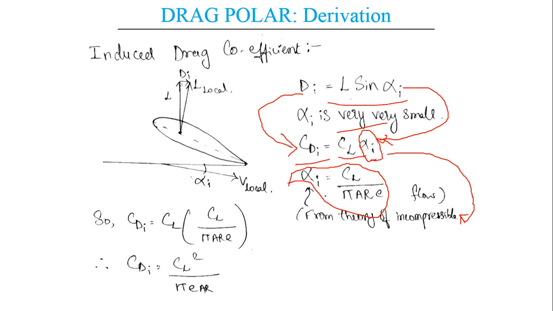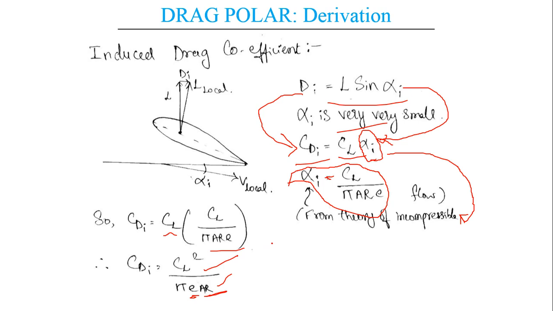So for now, let us consider alpha I, which is a derived quantity, as Cl by pi EAR. When we substitute the value of alpha I in the CDI equation, we get Cl times Cl by pi EAR, and when we multiply the numerator terms, we obtain CDI, the induced drag coefficient, is equal to the square of the lift coefficient divided by pi EAR. In pi EAR, the term E is the Oswald efficiency factor, and AR is the aspect ratio of the wing.